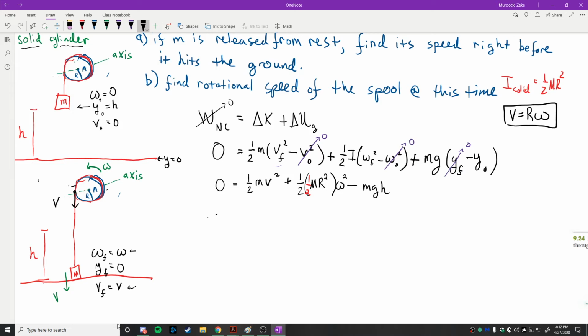Let's move the mgh to the left-hand side. So we'll have mgh equals 1/2 little mv squared, and then plus 1/4 mr squared.